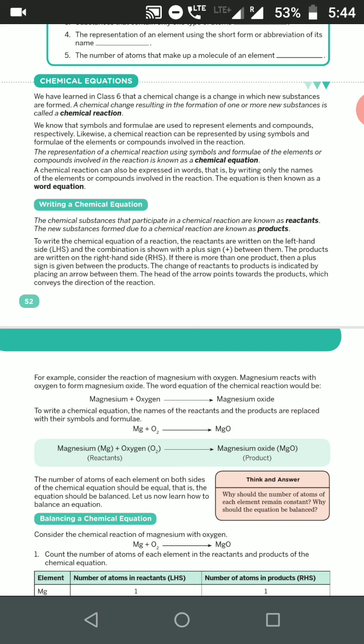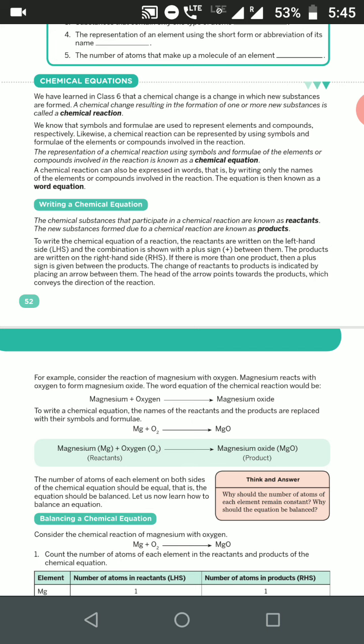If there is more than one product, then we write the products and indicate them with the plus sign. If there are two or more reactants, you have to show the reactants by adding them. The change of reactant to product is indicated by an arrow. The head of the arrow points towards the product. See, the head of the arrow.